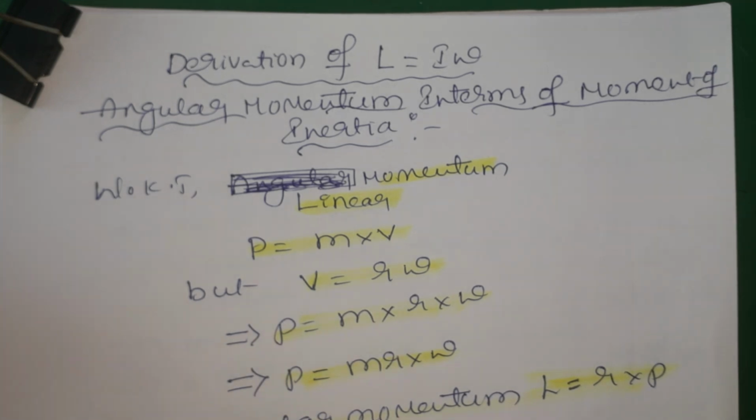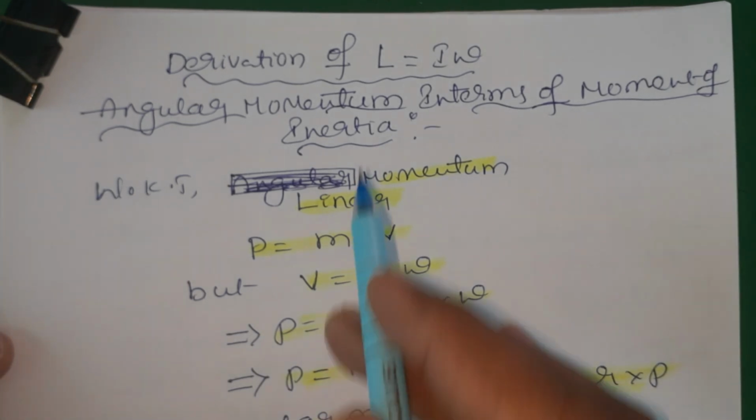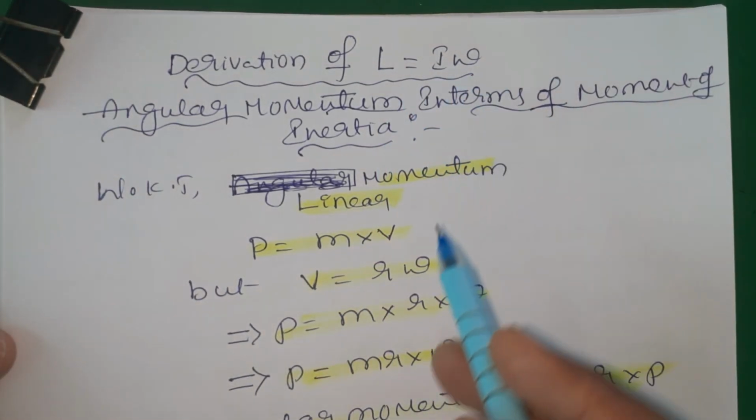So in the previous video we explained angular momentum clearly, and also moment of inertia clearly and angular velocity clearly. All those topics are there in the playlist system of particles and rotational motion. So now, derivation of L is equal to I omega.